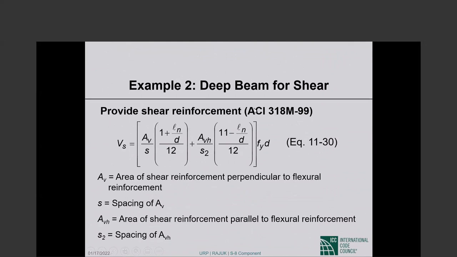Now, this is the ACI 318-99 expression for V sub S, the contribution of shear reinforcement. Okay, so remember, we have vertical shear reinforcement and horizontal shear reinforcement in a deep beam. The vertical is A sub V, the horizontal is A sub VH. S is the spacing of the vertical reinforcement, S sub 2 is the spacing of the horizontal reinforcement.